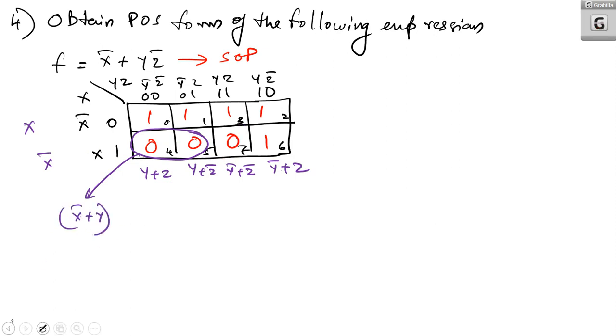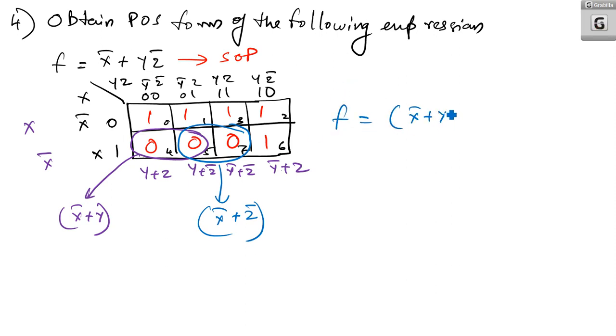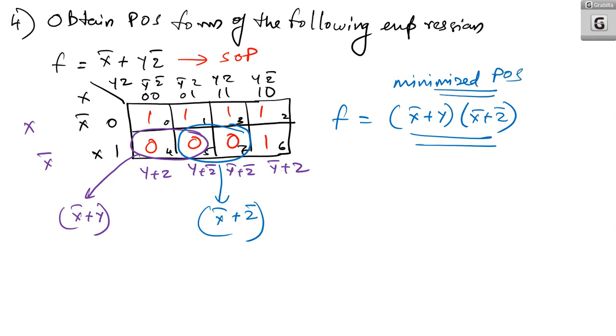And another pair. These two forms another pair. Okay. So what can I take from here? X bar is common, and which is common? Z bar is common. So therefore the corresponding POS form you can write as F is equal to X bar or Y and X bar or Z bar. That is the minimized POS form of representation. F is equal to X bar or Y and X bar or Z bar.